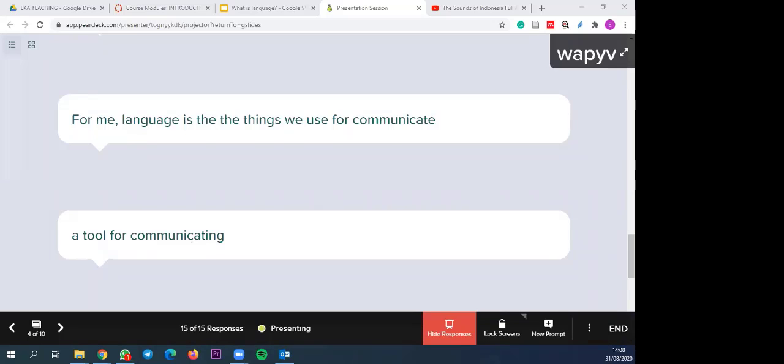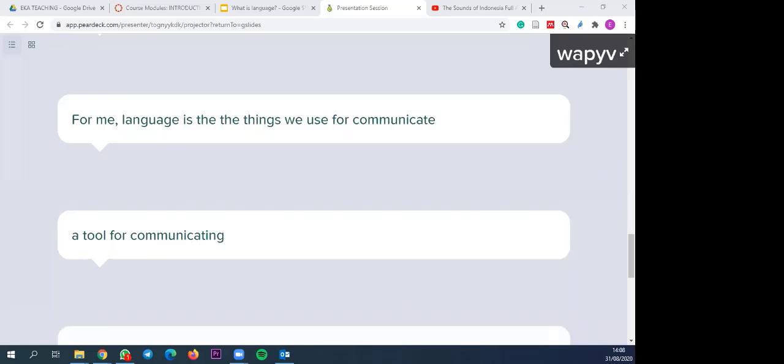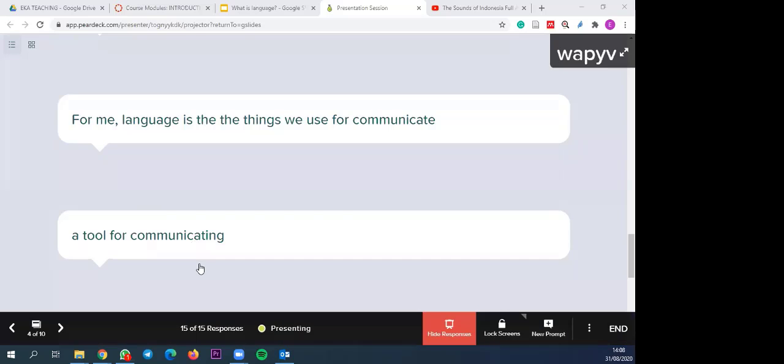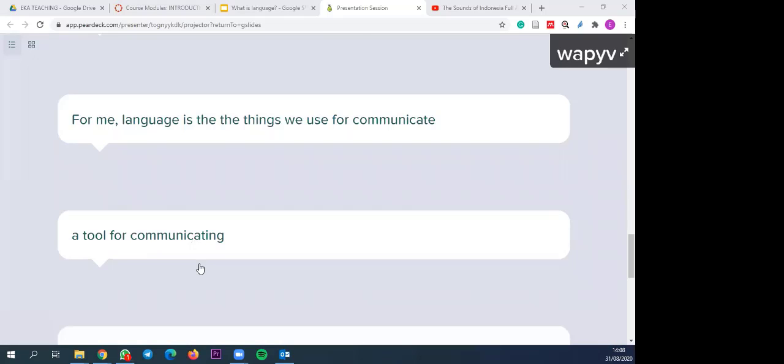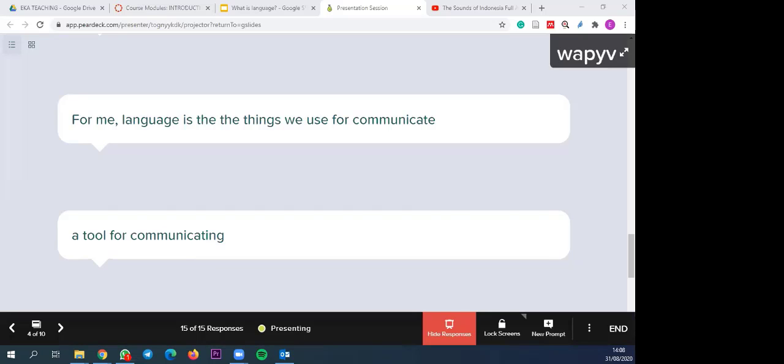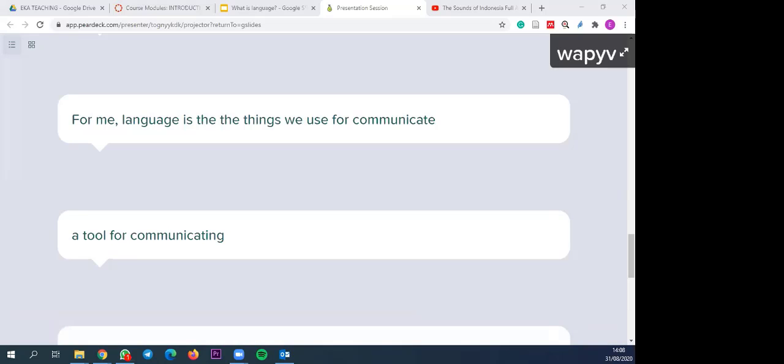I think this is the tool for communicating, like, for example, people in the community. For example, in Palembang, people talk in Palembang language, so they have their own.